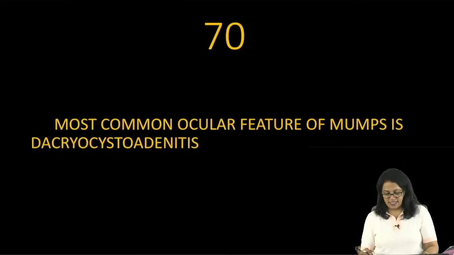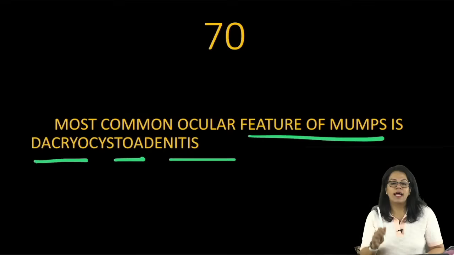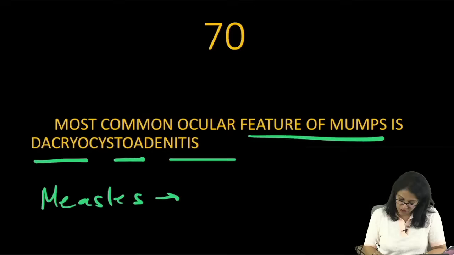Correct? Next. Most common ocular feature of mumps is, please remember, dacryoadenitis. Both gland and sac are inflamed. And if I ask you for measles, what is the most common ocular feature? You should answer vitamin A deficiency. Measles, it is vitamin A deficiency.